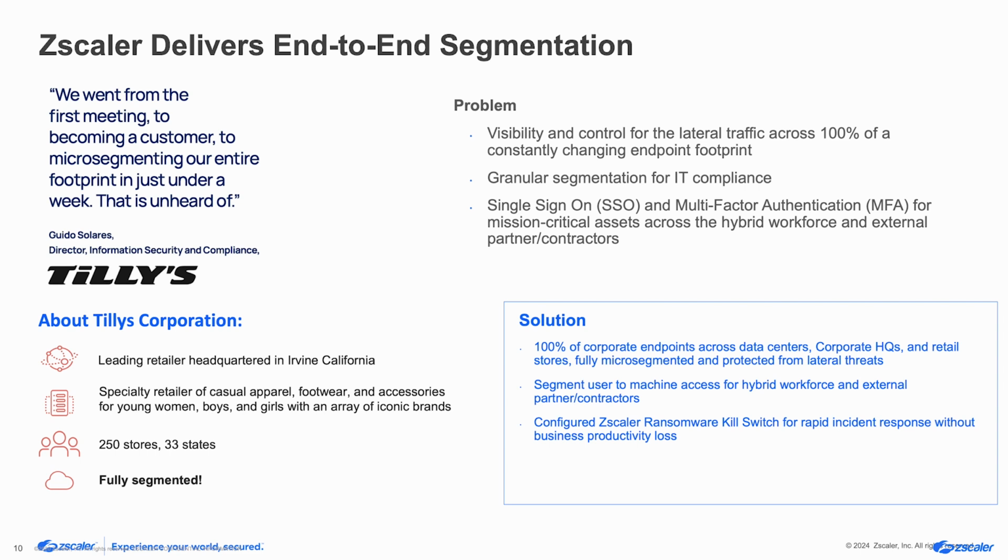This is a very different customer, Tilly's. Many of you have probably seen their stores in malls. They are distributed across 33 states and 250 stores roughly. Every single endpoint in Tilly's, their corporate office, their warehouses, their data centers, everything is protected with device segmentation. And their challenge was lack of visibility and potential ability for bad actors to move laterally.